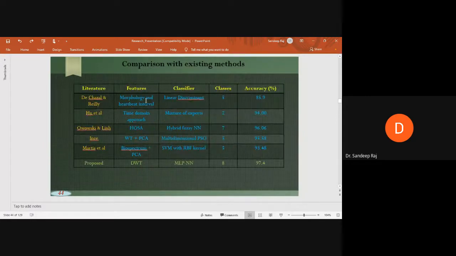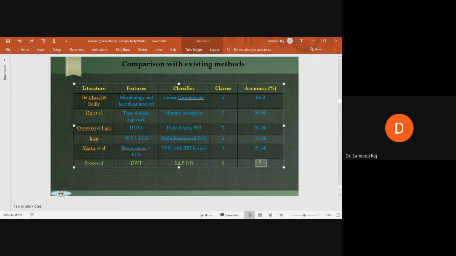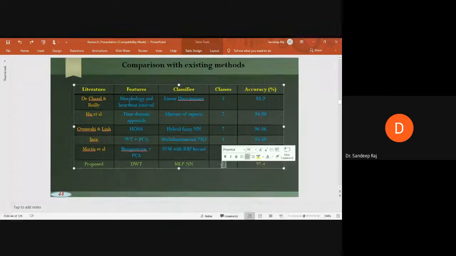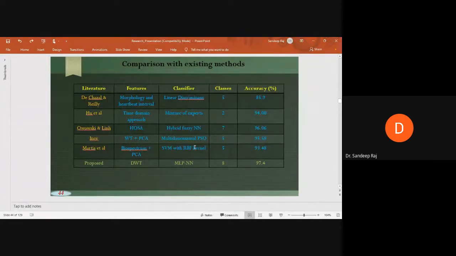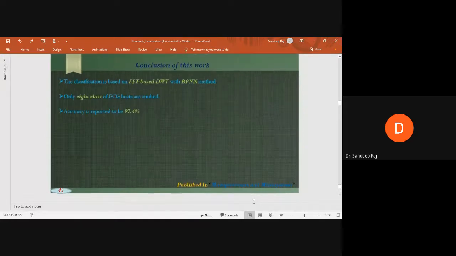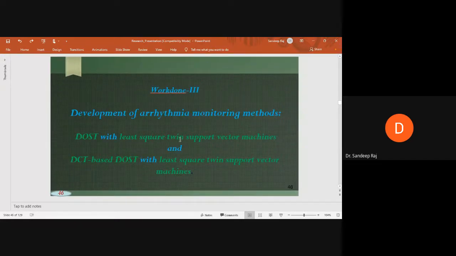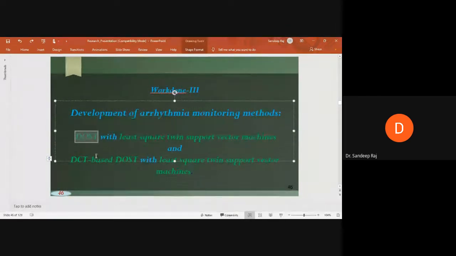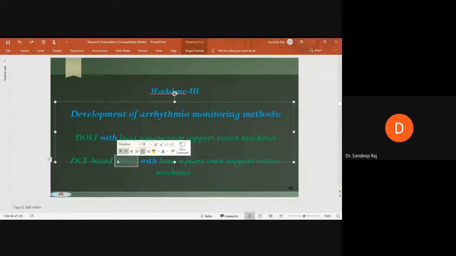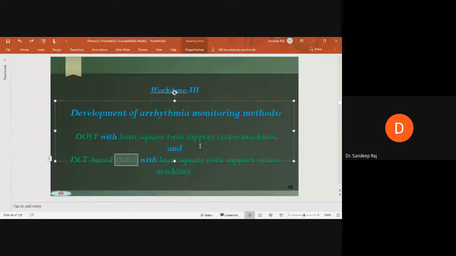So finally, we compared our proposed algorithm with the existing methods and we got the highest accuracy, and we classified more classes with respect to the existing works in the literature. Coming to more algorithms, we have proposed DOST, discrete orthogonal Stockwell transform, and DCT based DOST. We reduced the complexity of the DOST algorithm and we classified this using the twin support vector machine.